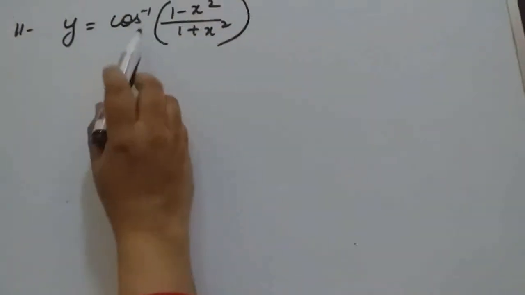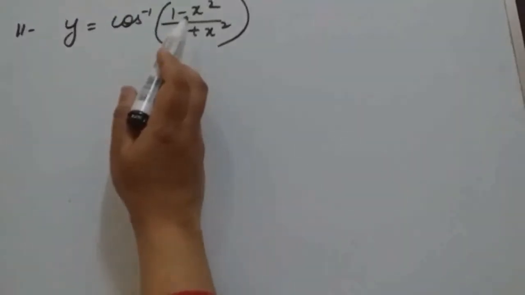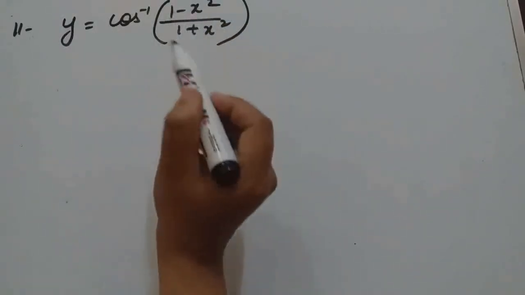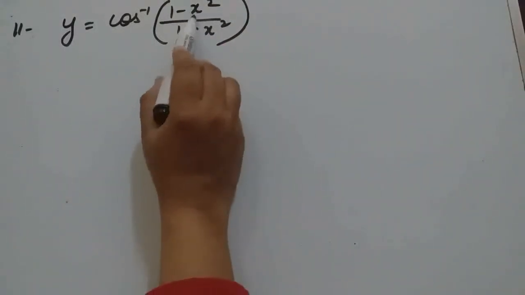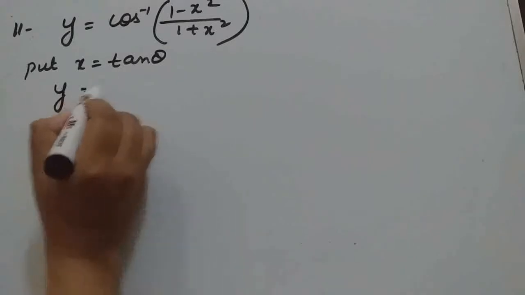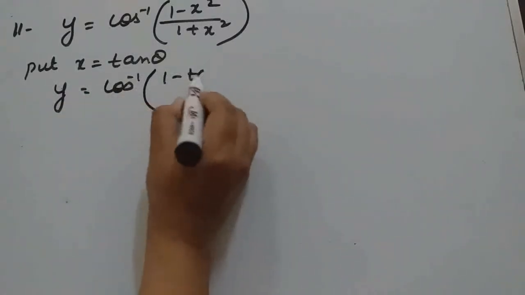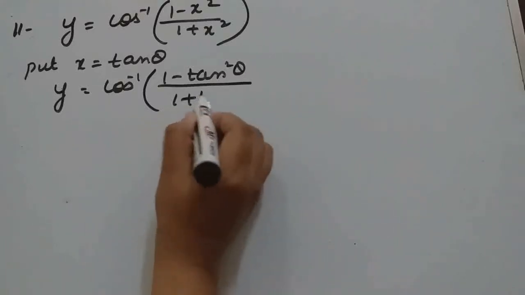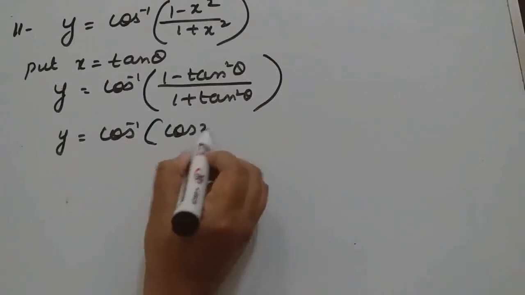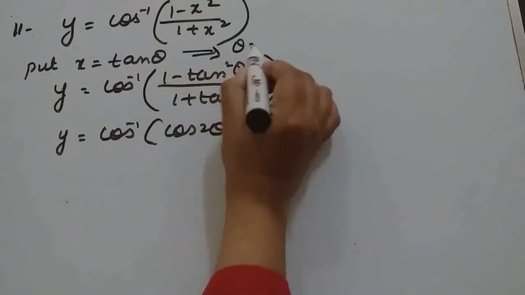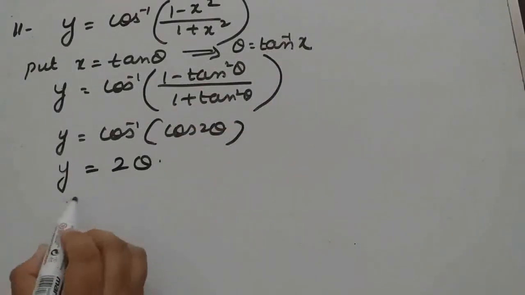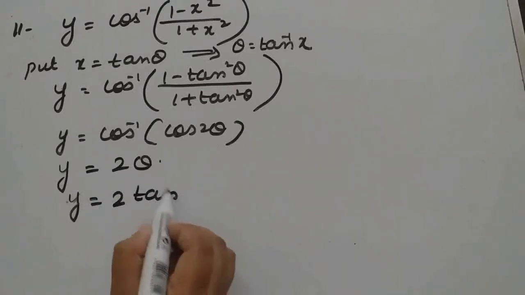Y equal to cos inverse of 1 minus x square by 1 plus x square. See, in the bracket, if you observe, this is one of the formulas of cos 2 theta if x is tan theta. So again we'll put x equal to tan theta. So y will be cos inverse of 1 minus tan square theta by 1 plus tan square theta, which is one formula, that is cos 2 theta. From here we will get the theta value tan inverse x. So y equals 2 theta, isn't it? So y equal to 2 tan inverse x.